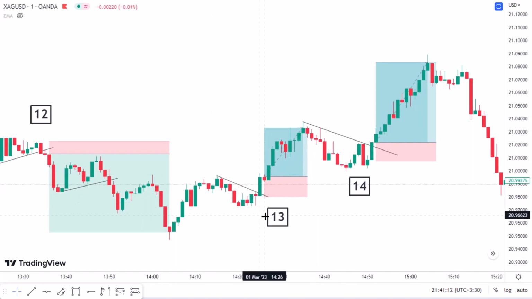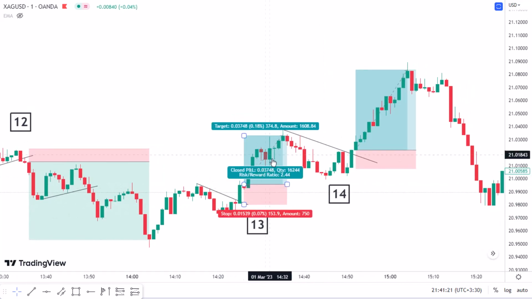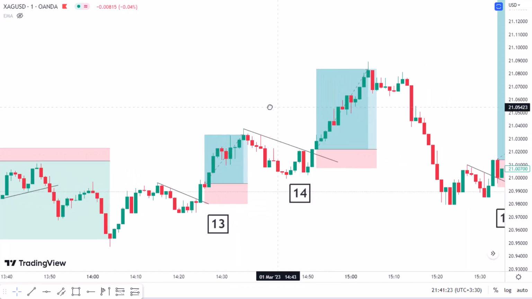On the trade 13, we have a trend line here with 4 touches. On the 5th time it breaks it here, we enter the buy position, put our stop loss somewhere safe, and it gives us a reward of 2.5.